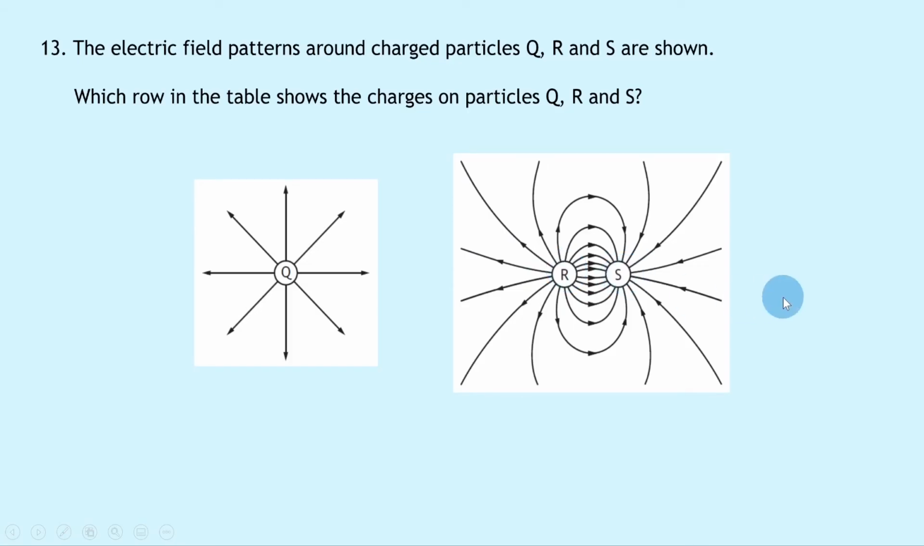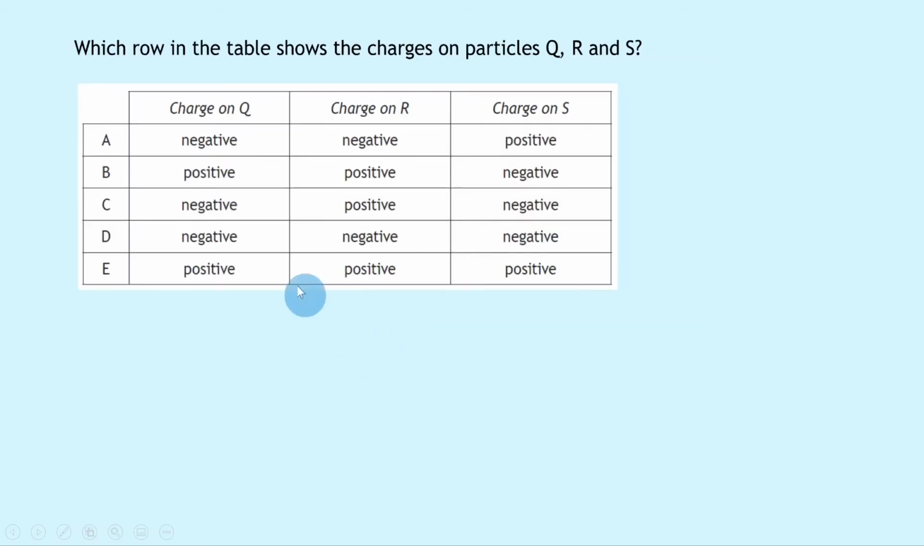Another way of thinking about this, remember, is that field lines always go out of positive charges and into negative charges. So we've got positive, positive and negative. So here in the table we can see positive, positive and negative, so the answer is B.